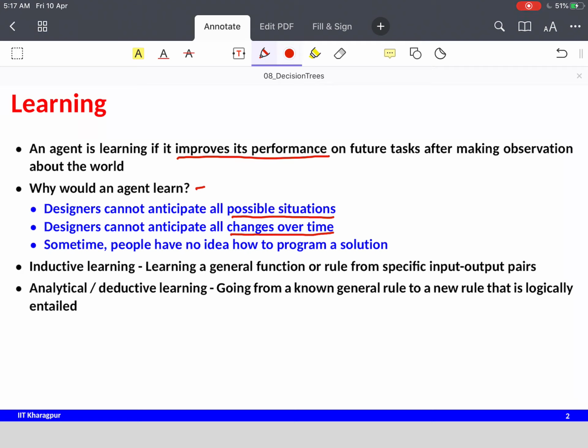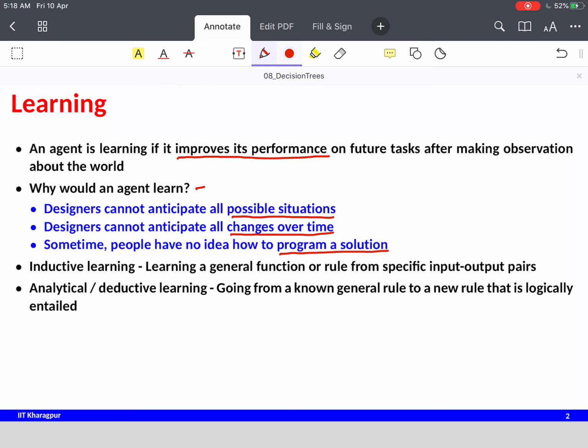And interestingly, many times the designer will have no idea how to program a solution. If you think of a simple scenario like identification of a face, as a human being I can identify the face correctly, but to tell an agent to recognize that face is not an easy problem to specify, which is actually difficult. So we want my agent to learn all those things.